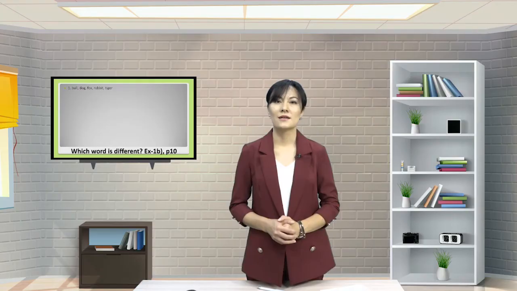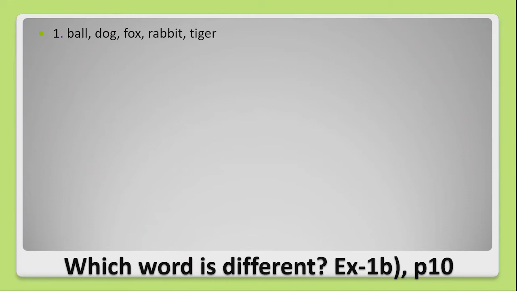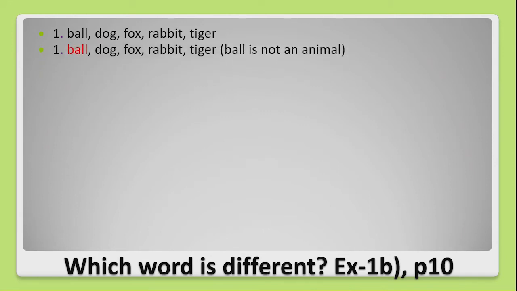Good job! Now children, look at these words again and say which word is different and why. Number 1. Let's do it together. Ball, dog, fox, rabbit, tiger. Which word is different? Ball is different. Ball is not an animal. Because dog, fox, rabbit, tiger are animals.